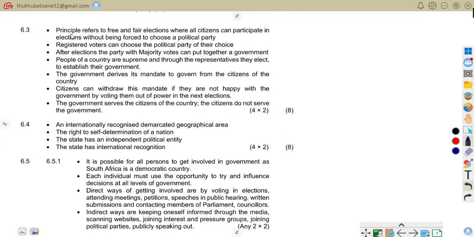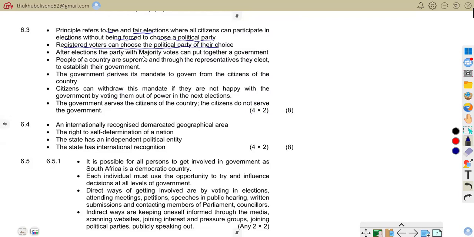This principle refers to free, fair elections where all citizens can participate in elections without being forced to choose a political party. So this means that there must be what? Free, fair elections where all citizens can participate without being forced to choose a certain party. They can choose the party of their choice. Registered voters can choose the political party of their choice, like we've already said, whereby you are not going to be forced to choose a certain party. That is what we mean when you say government by people, that principle of democracy.